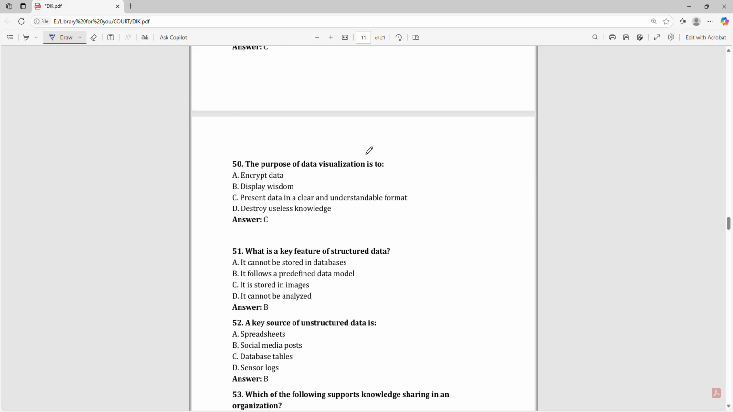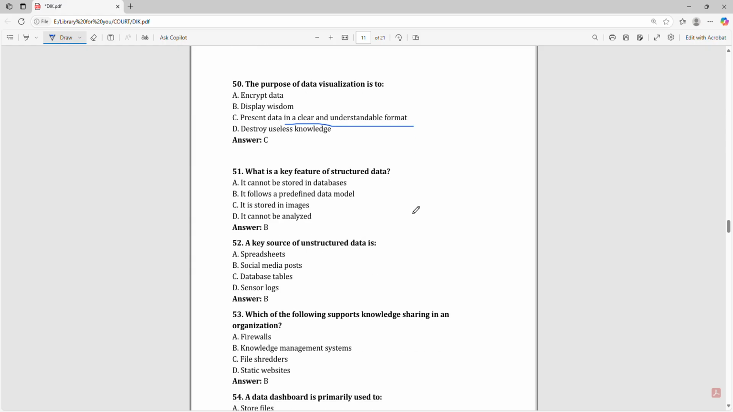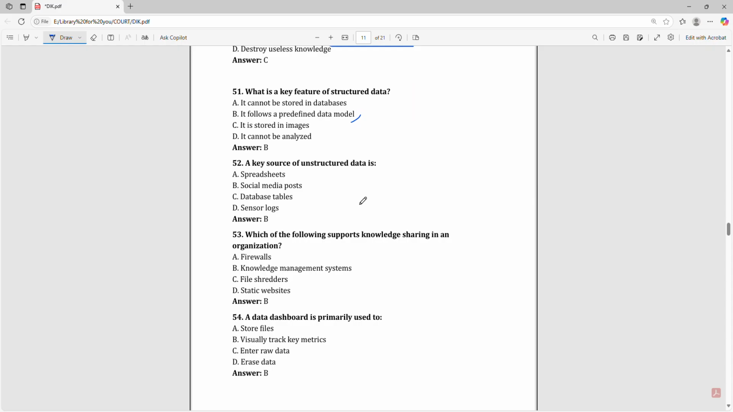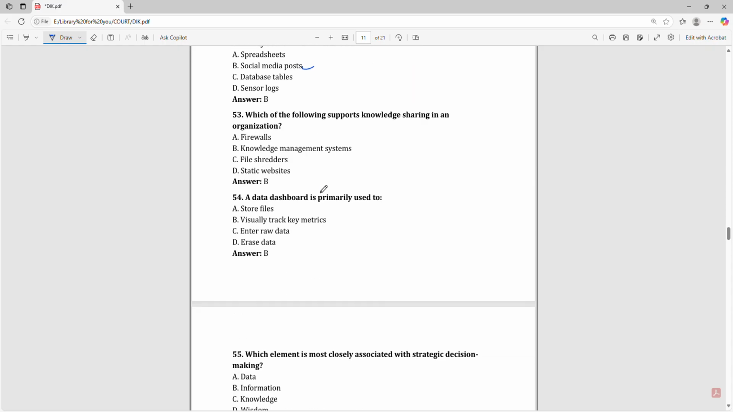The purpose of data visualization is to present data in a clear and understandable format. What is a key feature of structured data? That it follows a predefined data model. A key source of unstructured data is social media posts. Which of the following supports knowledge sharing in an organization? That is a knowledge management system.